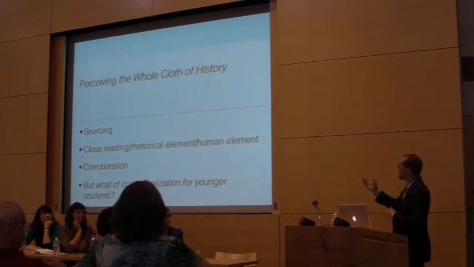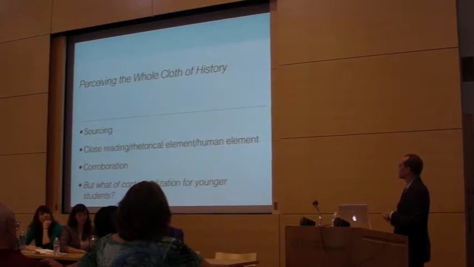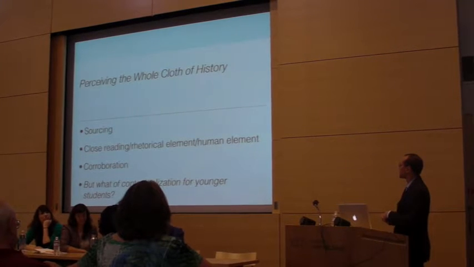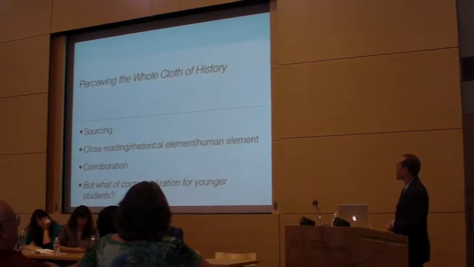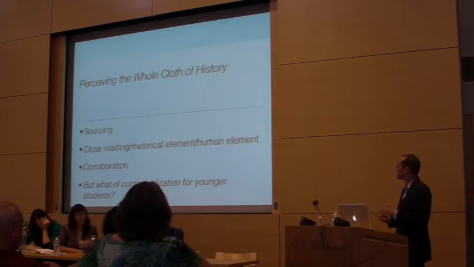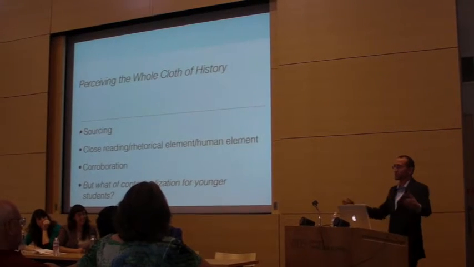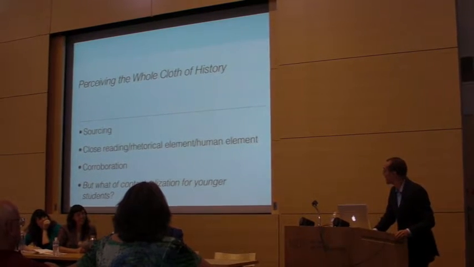So sourcing, you have to look at the immediate context of the author, what's going on with them. Close reading, you have to look at the rhetoric, what's the audience, how's the rhetoric shaping things. The human element has to do with what are the unconscious assumptions and judgments that are going on in the text. And corroboration has to do with actually taking multiple sources, weaving them together into a context.